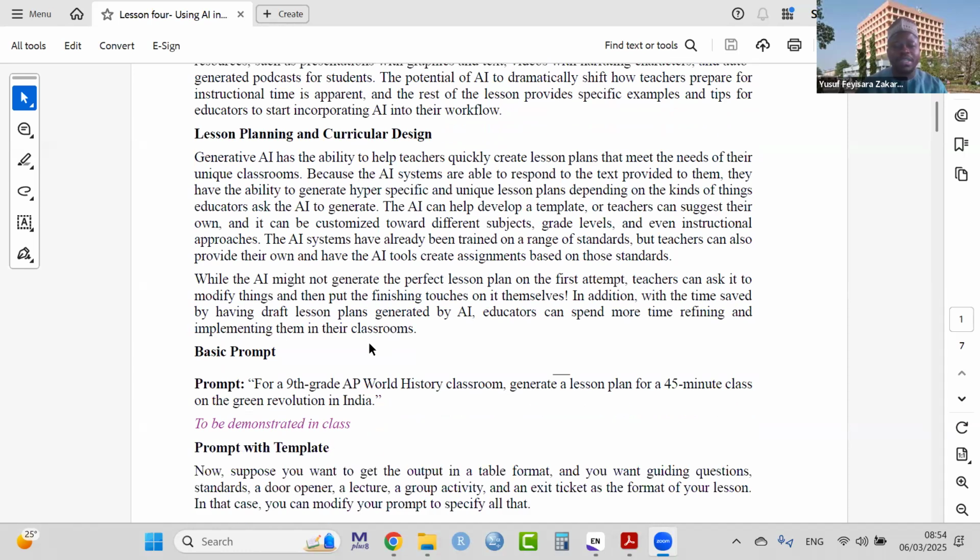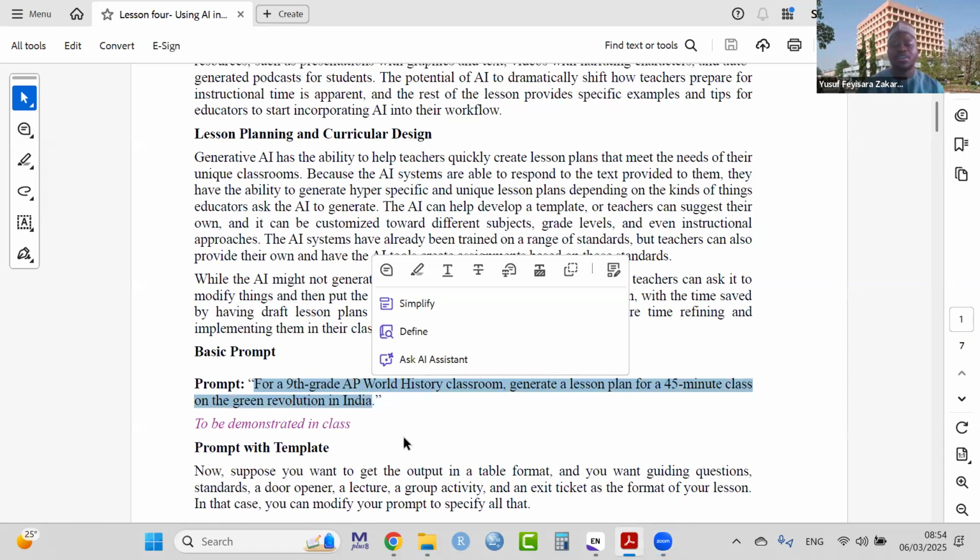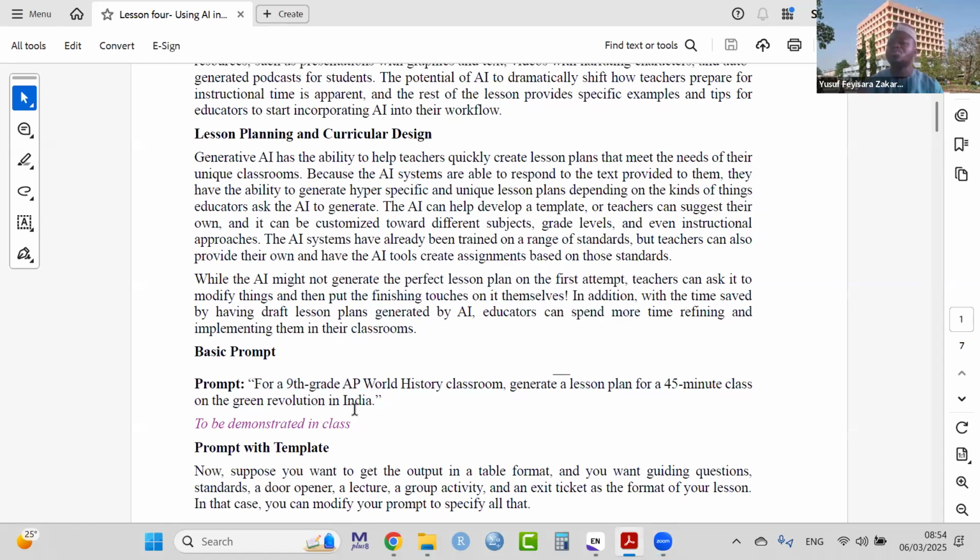Let us look at this basic prompt. Suppose we have a 9th grade, if you like, you can call that GSS 3 or something, and you want to teach them history. You have been so busy along the way, but you have the topic with you. You want to generate the lesson plan from AI. AI can help you. And look at this simple prompt. This simple prompt is telling you how to do just that, which you can modify to suit your purpose.